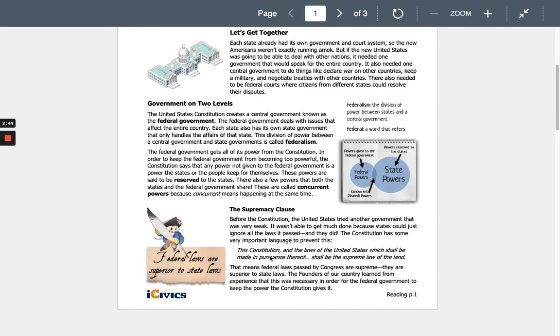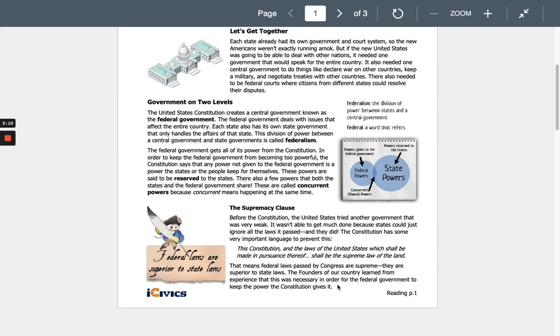This Constitution and the laws of the United States, which shall be made in pursuance thereof, shall be the supreme law of the land. That means federal laws passed by Congress are supreme. They are superior to state laws. The founders of our country learned from experience that this was necessary in order for the federal government to keep the power the Constitution gives it.